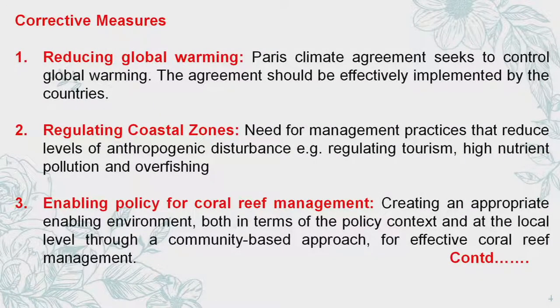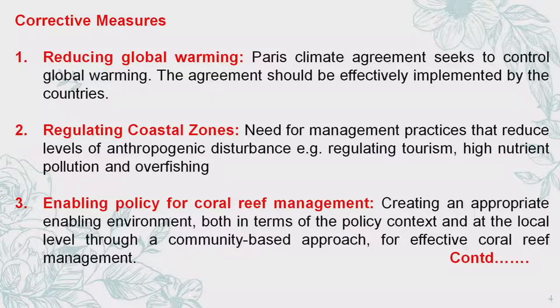What are the control measures you can recommend? One is, as usual we are saying, reduce the global warming. Because every country has to meet the Paris Agreement, preferably 1.5 degree to a maximum level of 2 degree centigrade. The country has to determine their contribution so that the global warming can be reduced. Second is strict regulation of coastal zones. That means the coastal regulation zone should be strictly maintained and monitored, including the tourism, discharge of nutrients or waste into the sea coast.